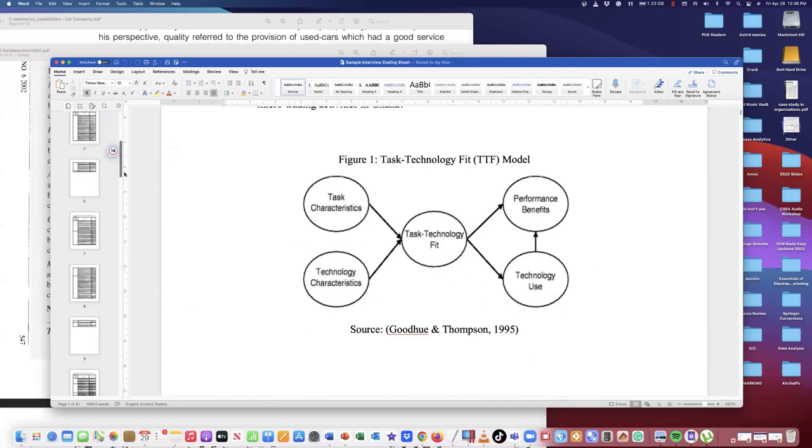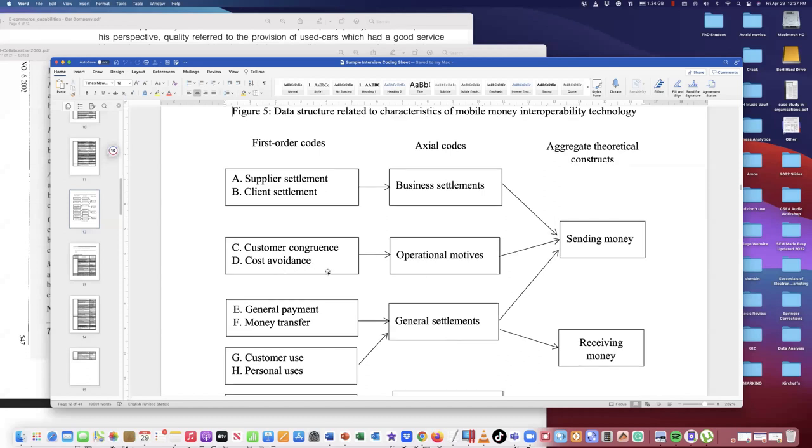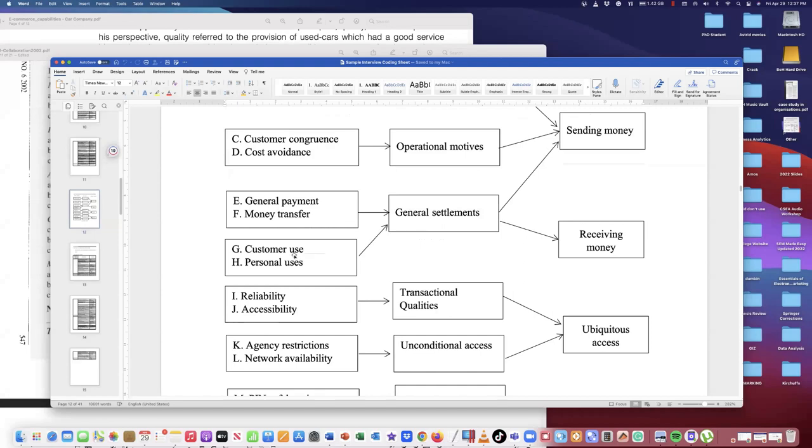So when he was looking at some of the things that he drew: data structure related to characteristics of mobile money interoperability, the characteristics, supplier settlement, client settlement, business settlement. So this will lead to sending money. You see, these are the two things you can do, sending and receiving. Look at it: customer congruence, cost avoidance, operational motives. Remember, you go to sending money, general payment, money transfer, general settlements. It can also go to receiving money, and then customer use, personal use.